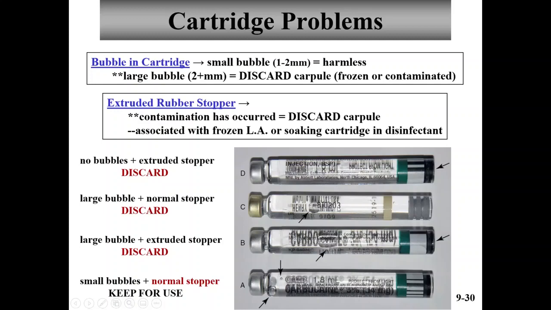Look at them. Make sure that they're not expired. You want to look at the rubber stopper. This is an extruded rubber stopper because it's even with the end of the cartridge. This little piece of glass that you see, that's a normal stopper. That's what it should look like. If the stopper is all the way even with the end of the carpule, you've got to throw it away. That's a contaminated extruded rubber stopper. It can happen if the solution becomes frozen or if you soak it in a disinfectant.